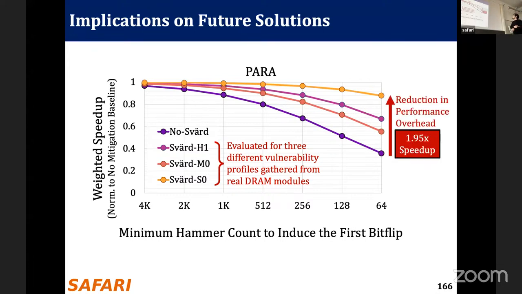Now, this reduction in performance overhead can go up to 1.95. Well, performance can be improved at RowHammer threshold 64 by 2 times almost. And this depends on the vulnerability profile of the DRAM module. So if the DRAM module consists of one DRAM row that has a very low HC first value, but the majority of the rows have higher HC first values, the performance benefits you see will increase. Because without SWERD, you have to configure your defense mechanism according to the RowHammer vulnerability of the worst row.